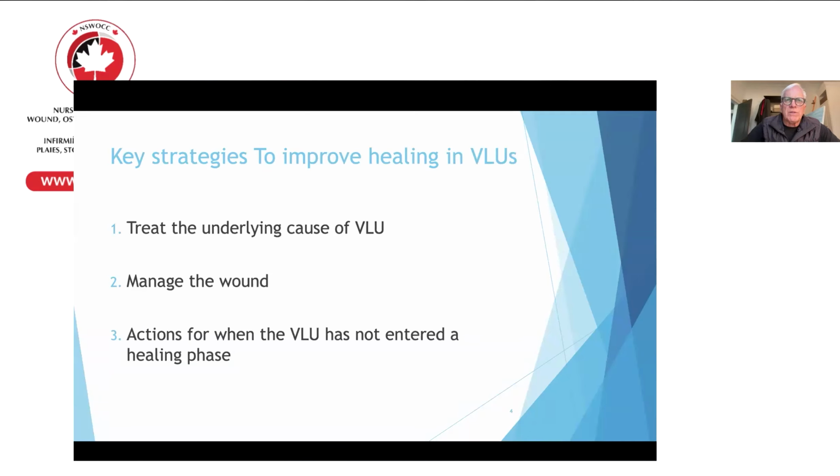So when you think about venous leg ulcers, the key components in treating them are treating the underlying cause of the venous leg ulcer.